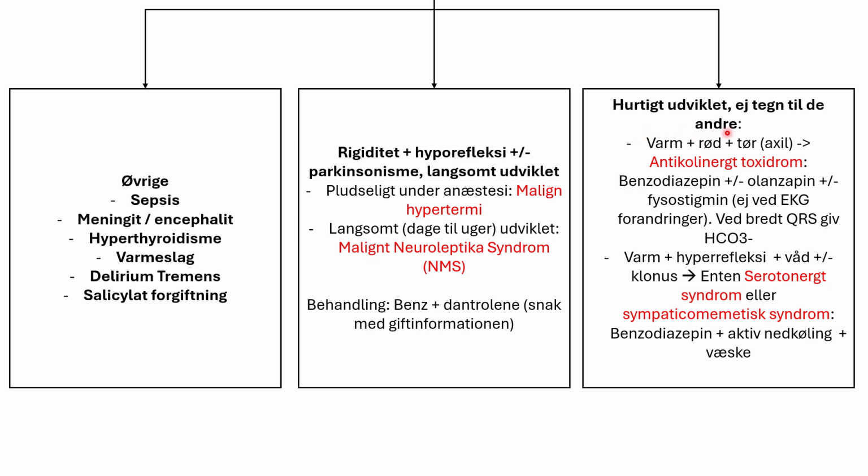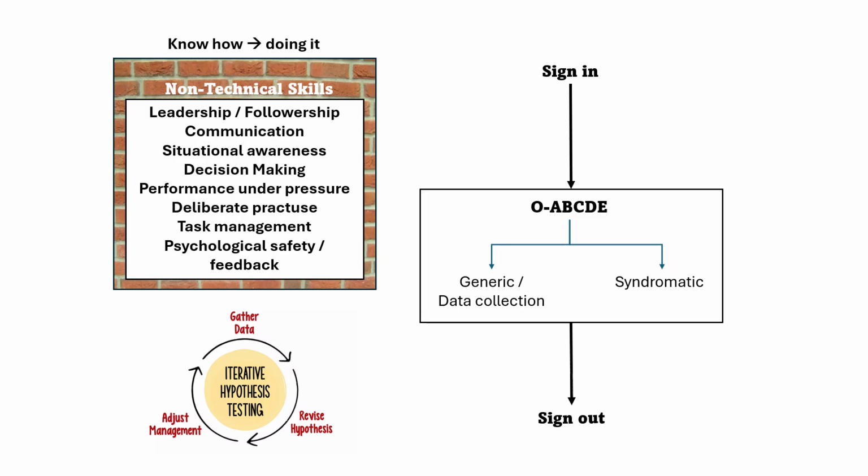And it might be the more quickly developed ones that are either sweaty or dry, which are anticholinergic syndrome, dry as a bone, mad as a hatter, blind as a bat. Then there are serotonergic syndromes and sympathomimetic syndromes, where you need benzodiazepines and active cooling. And then you think of the other things like sepsis, meningitis, hypothyroidism, heat stroke, delirium tremens, salicylate poisoning, and so on. All right, that was what you do for your patient.